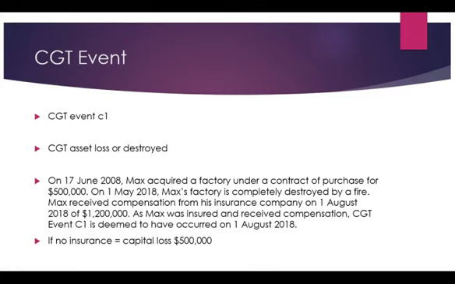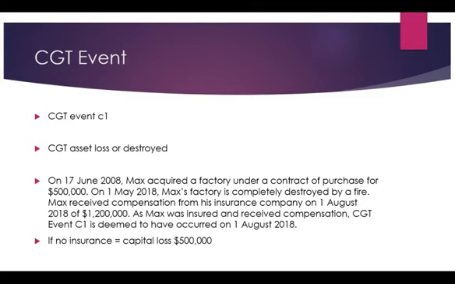Our next CGT event is CGT event C1. It means that our CGT asset has been lost or destroyed. So let's say my factory burns down, it's a pile of ashes, and I am the owner of that factory. What happens? It all comes back to whether our factory is insured or not insured.